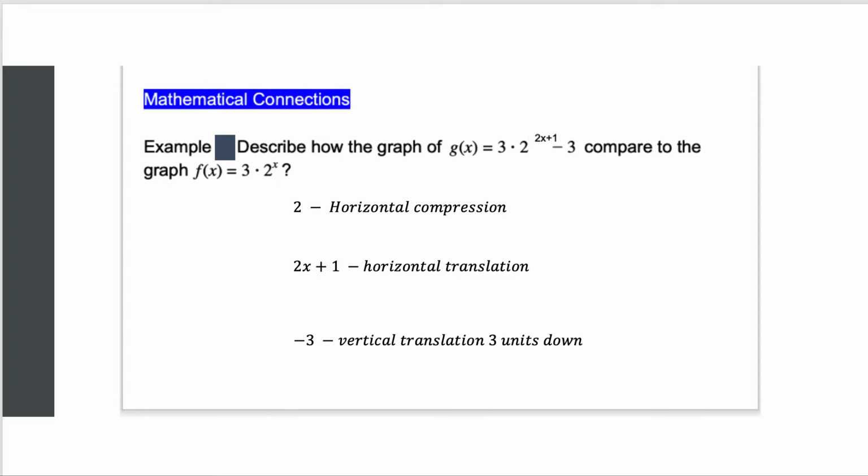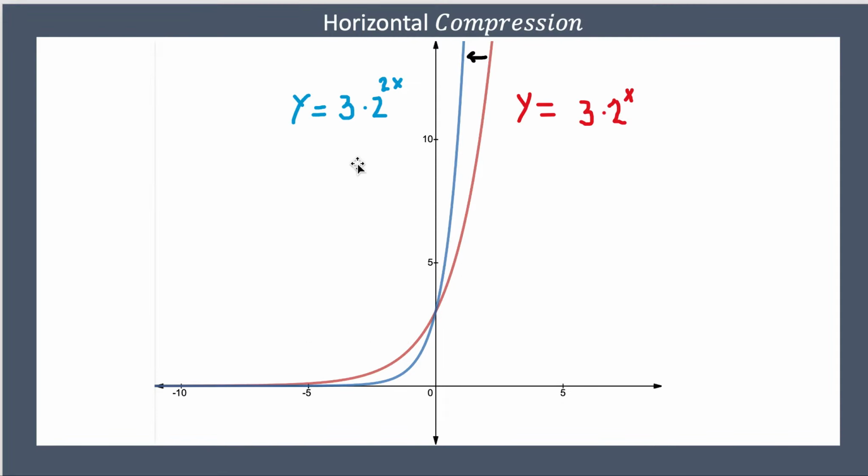So let's go now and analyze piece by piece. And now if we go to the horizontal compression, as I mentioned before, because here in the parent function was 3 times 2 to the x, and here it was a 2, that's how we're going to see geometrically this kind of compression. So the red graph of the parent function is going to compress horizontally to this side. So this is how geometrically we can see it.